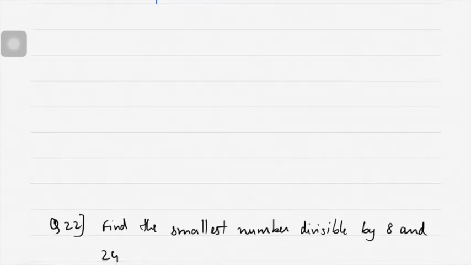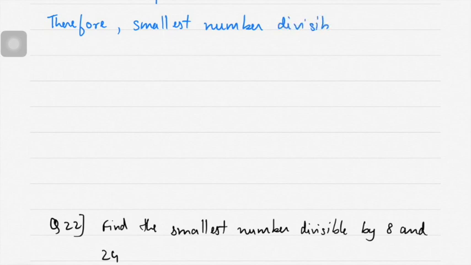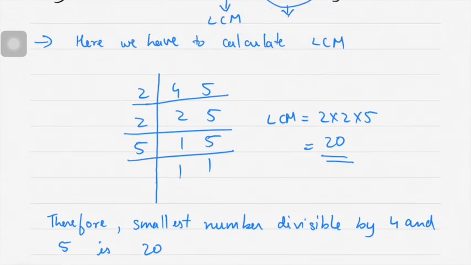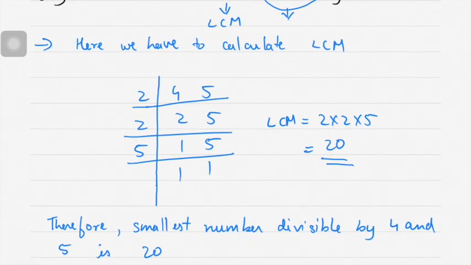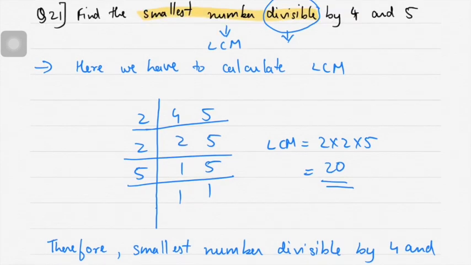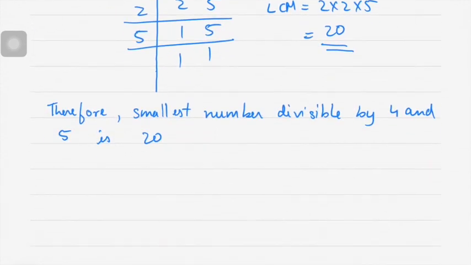Two 2s are 4, 4 5s are 20. Okay? So, write therefore, the smallest number divisible by 4 and 5 is 20. Fine. Let's solve the next question. So always remember, if smallest number divisible is asked, that means you are supposed to calculate LCM.